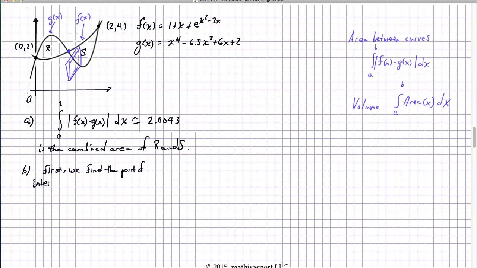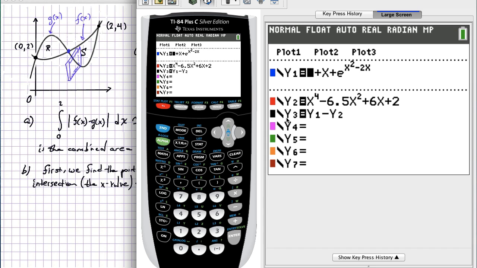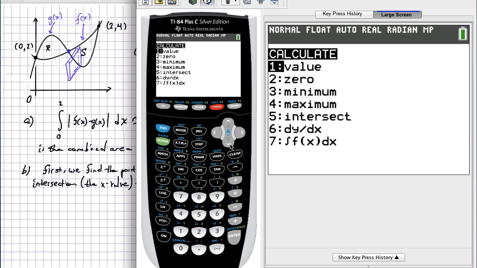So we're going to find the point of intersection. Actually, strictly speaking, we're just going to find the x value of that intersection. And that is equal to where f and g meet. So let's go back to the calculator and recall that we programmed in y3 as the difference between f and g. And so all we have to do is calculate where that y3 function is a 0.